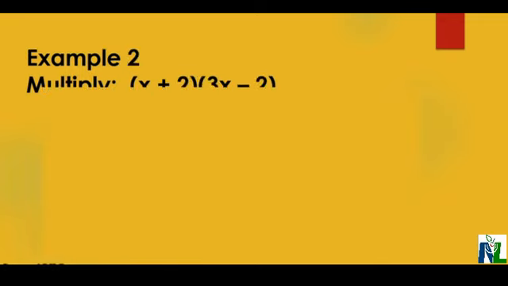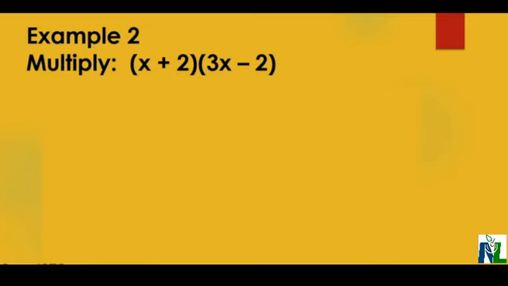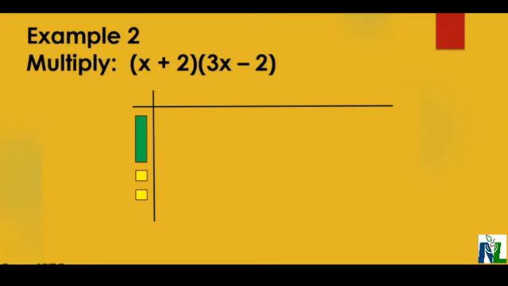Let's try a second example, only this time we'll include a negative number. Once again, we'll draw our t-chart. On the left-hand side, we draw x plus 2, and across the top, we want to draw 3x minus 2. 3x, 1, 2, 3x bars. Now careful, with the negative, remember we want to draw the red bars.